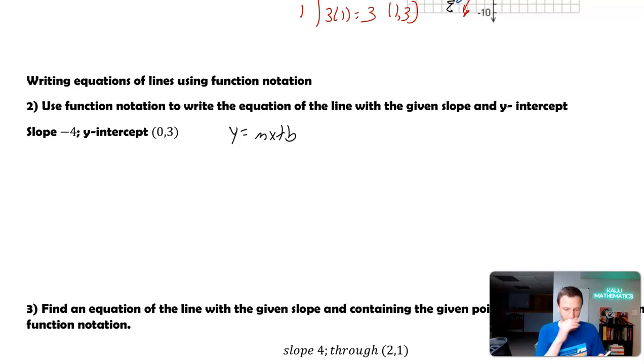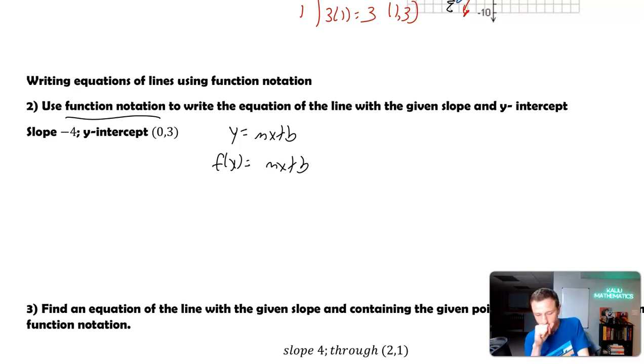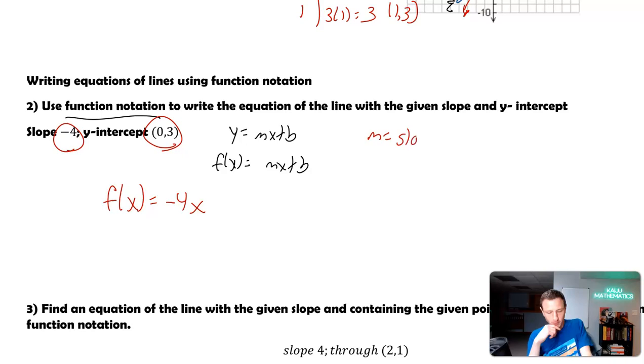The difference though, when we get this answer, since we want to use function notation, we're going to say f of x equals mx plus b. And in this specific problem, we're given the slope of -4 and we're given the y-intercept of (0, 3). So all we have to do is translate this to f of x equals the slope of -4, x, because m is equal to slope, and b is equal to the y-intercept.